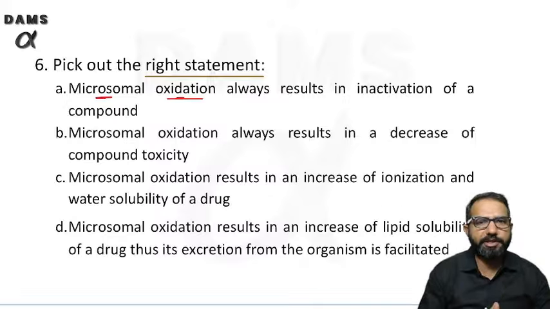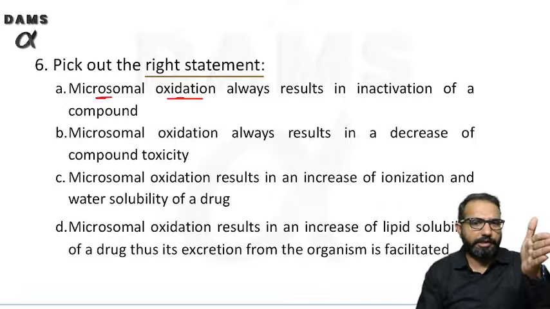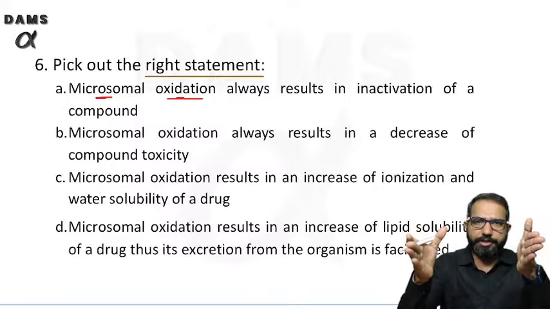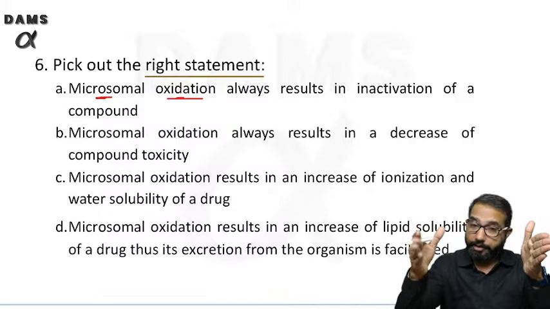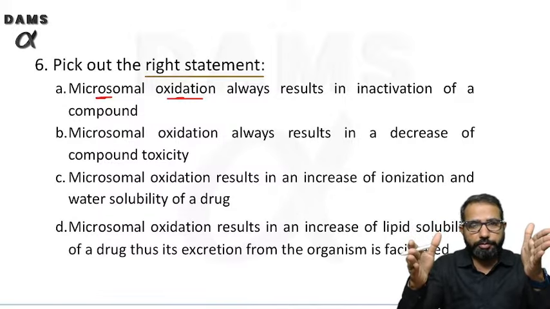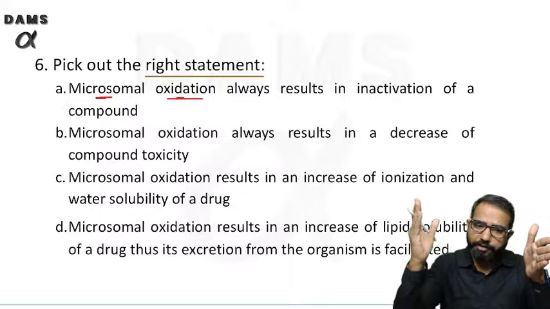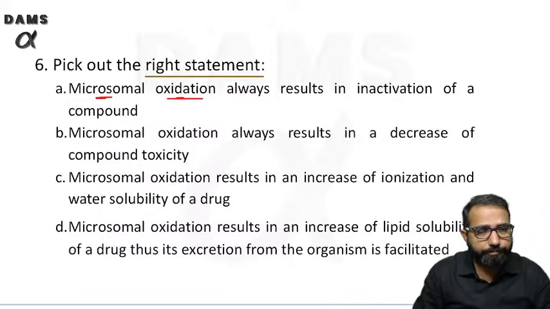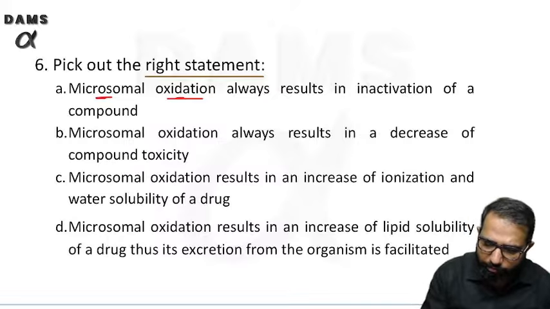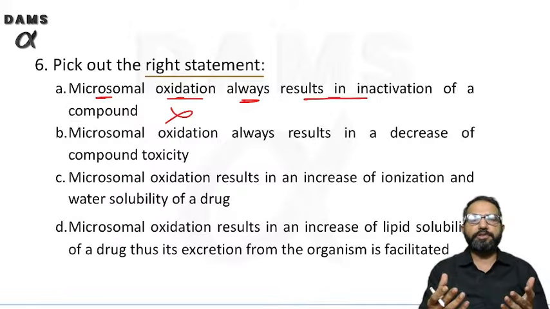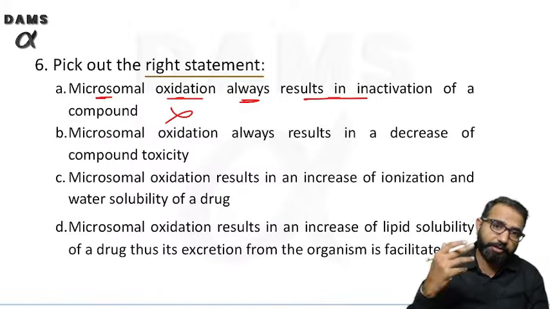What happens in metabolism? Drugs which are active, they become inactive. That is the first possibility. Sometimes the drugs are active, the metabolites are active. That is the second possibility. The third possibility is the drugs which are inactive, they can become active. So all these possibilities are there. Now you can see always results in inactivation. No, that is not true. Sometimes you will see they are prodrugs, they are inactive drugs and they become active.